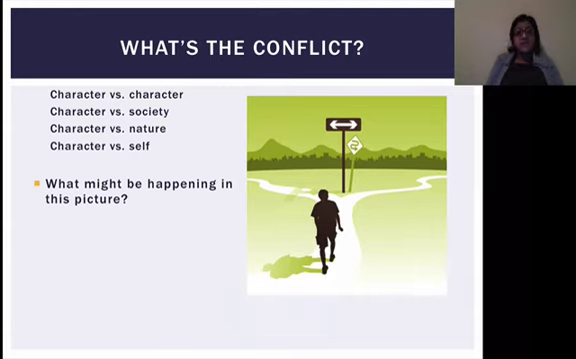How about this picture? What might be happening? What's the conflict? Did you guess character versus self? Because you would be right. Because clearly here, this individual is not coming across any external obstacle, but rather is facing a dilemma internally of which direction to choose. So this picture could be considered some sort of metaphor for a choice or decision that this character soon has to make. So this would be character versus self, which, remember, is a type of internal conflict.